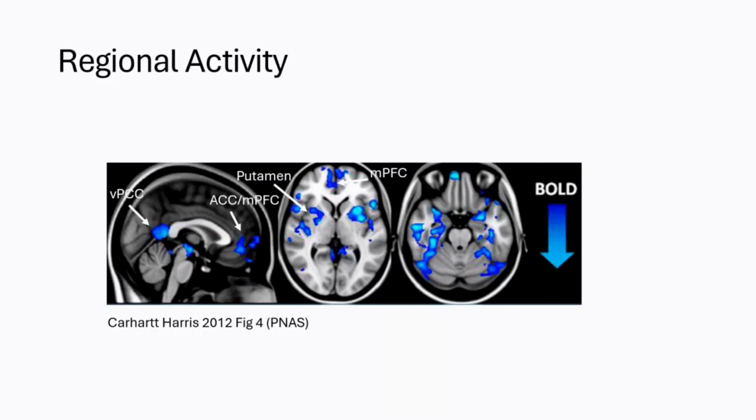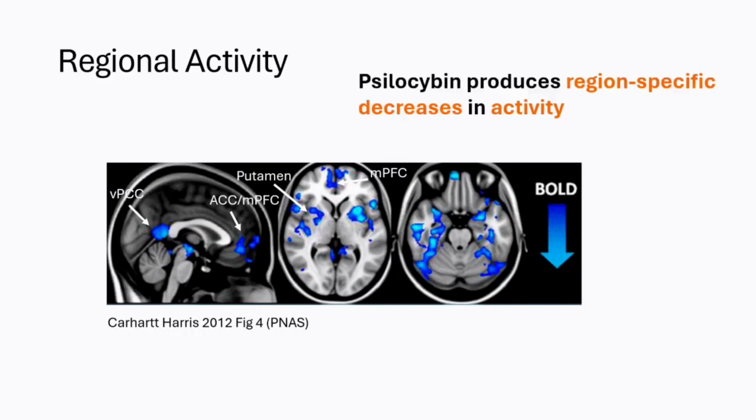In particular, at the front of the back of the brain here, we've got the ventral posterior cingulate cortex. We have the anterior cingulate cortex, or the medial prefrontal cortex at the front here. Putamen, and the MPFC over there again. So, psilocybin in particular produces region-specific decreases in activity.